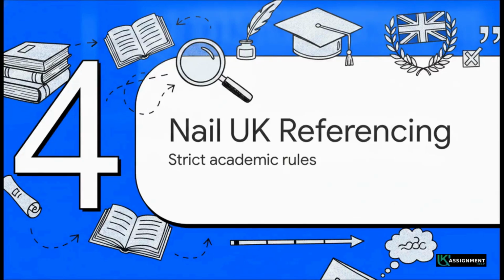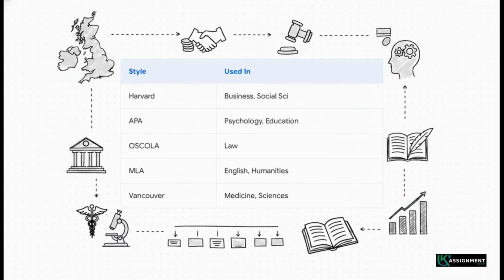On to Section 4, Nailing UK Academic Referencing. Let's tackle the biggest hurdle that trips up way too many students. So in the UK, referencing is definitely not one size fits all. It's totally dependent on your discipline. Business and social sciences, they usually go with Harvard. Psychology leans APA, law uses OSCOLA, which means footnotes, humanities love MLA, and the sciences often use Vancouver's numbered systems.